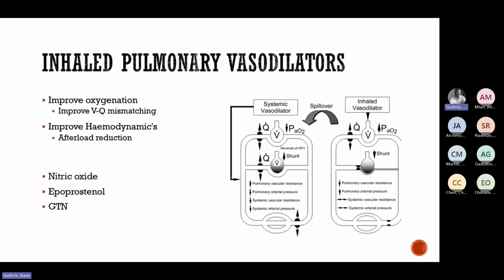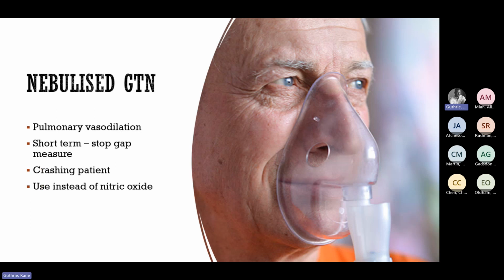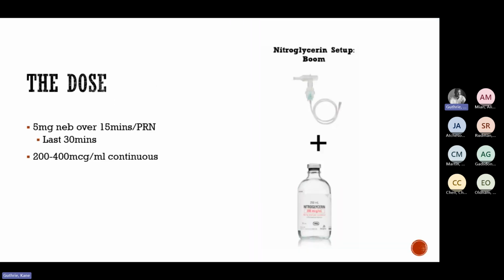We've got GTN, okay? When you give GTN as a nebulizer, so inhaled, it is a potent nitric oxide donor, okay? So it helps to pulmonary vasodilate these patients. It is a short-term stopgap measure, and you're using it in the crashing patient, okay? For the dose of inhaled GTN, you're going to give them 5 milligrams nebs over 15 minutes. It'll last about 30 minutes, or you can give them 200 to 400 micrograms as a continuous neb.